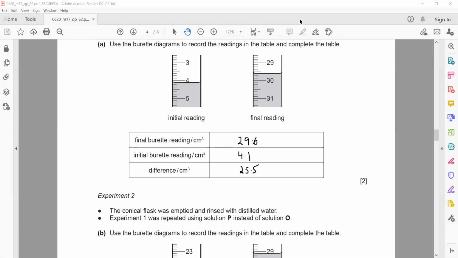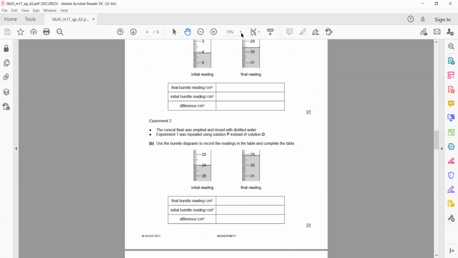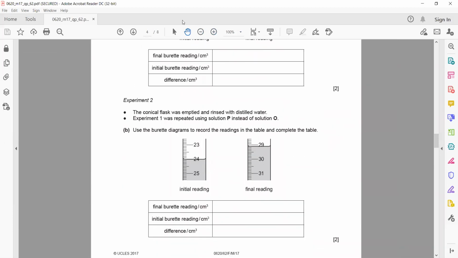What is the initial burette reading for experiment 2? 24. What is the final burette reading? 29.1. And what is the difference? Initial was there at the bottom, so 24 and 29.1. When I take the difference, it will be 5.1.